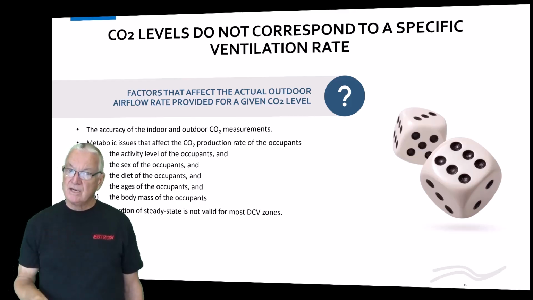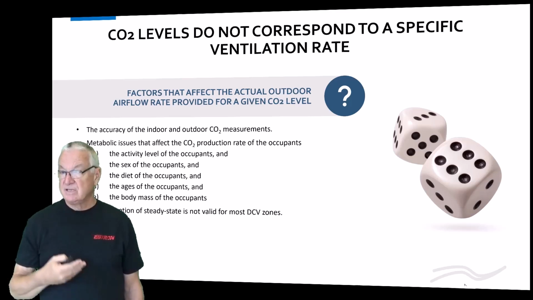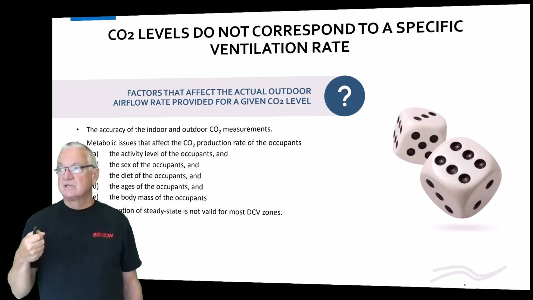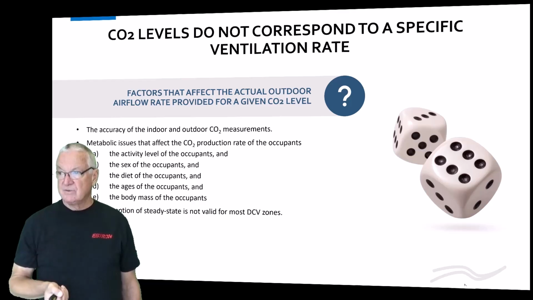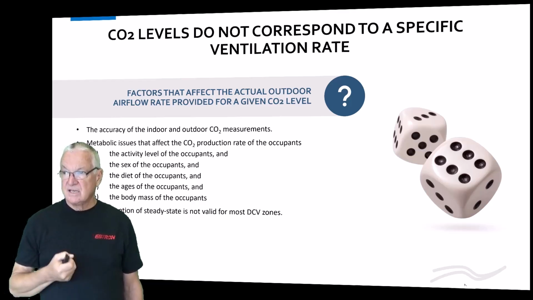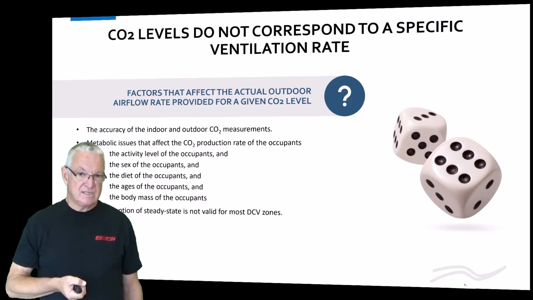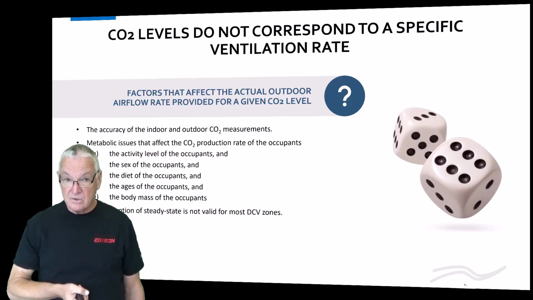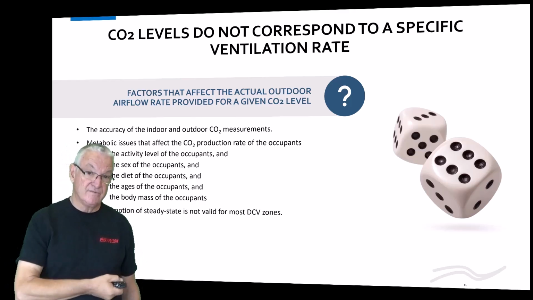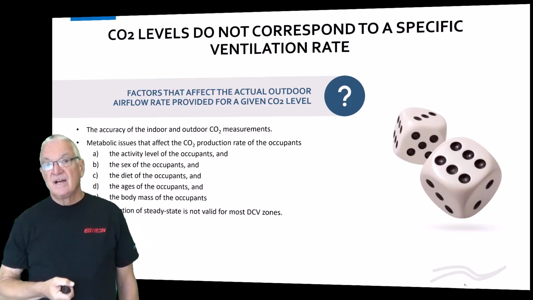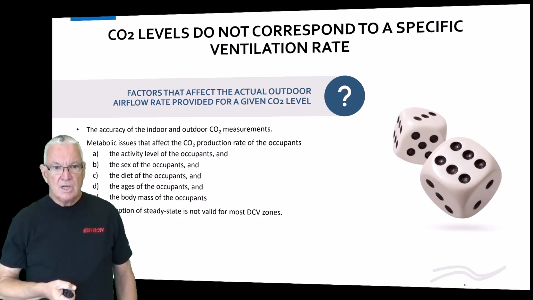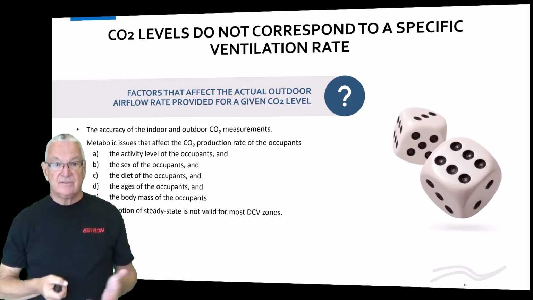Just like if you were to put an airflow meter in the outdoor air intake, just because it gives you a number doesn't mean it's the right number. So how much uncertainty is there in this measurement? If I say that a 700 part per million rise on seated adults is 15 CFM per person, is it really? Or is it 20? Is it 25? Is it 10? Is it 5? I mean, you want to know. So what affects that? What affects that is the accuracy of the CO2 measurements.